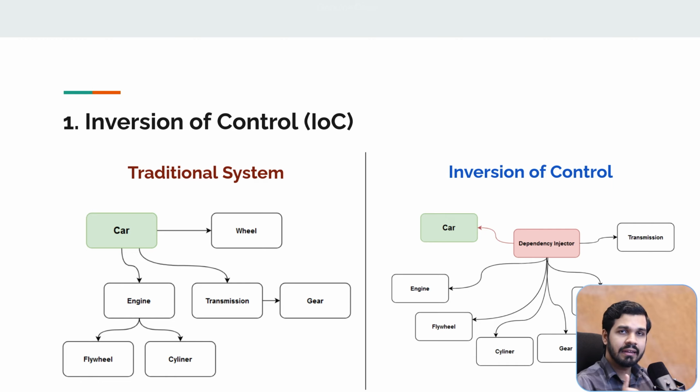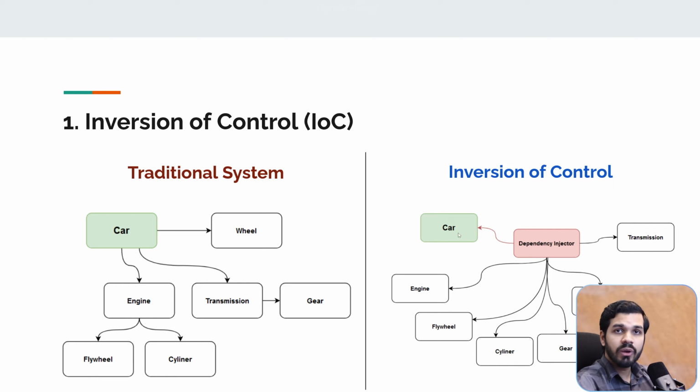This has a very great advantage. For example, here when in the traditional system, when we are creating an engine, we have to first design the cylinder and design the flywheel and give it to the engine, right? And then we have to give it to the car. So the problem with the traditional approach is, whenever we want to change something, it will become very hard because they are tightly coupled. That is the term we use. The traditional system is tightly coupled with its components. With inversion of control, nothing is tightly coupled. Everything is managed by the dependency injector.